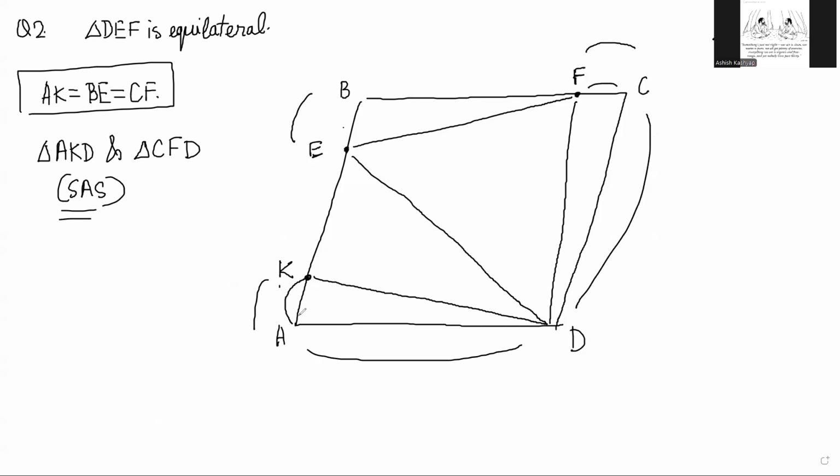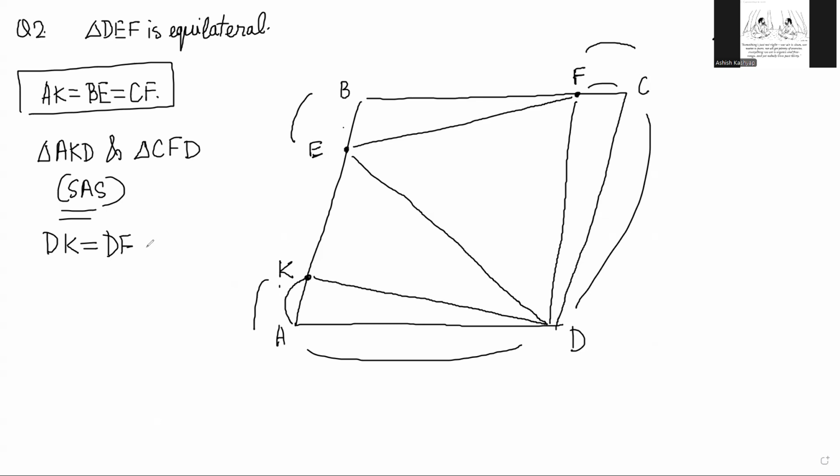Why is the angle matching? Because the opposite angles of the rhombus are equal. Because it's a parallelogram, so opposite angles are equal, right? The angles would not have matched if we compared this and this, right? That's why we had to take a point here and a new triangle like that.